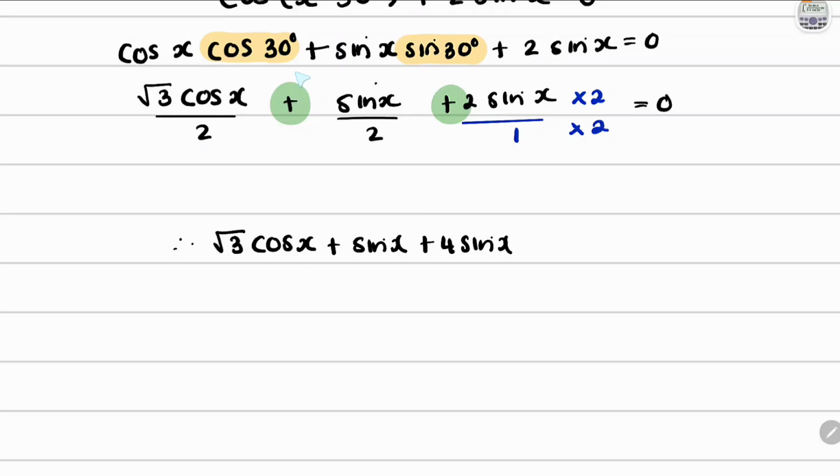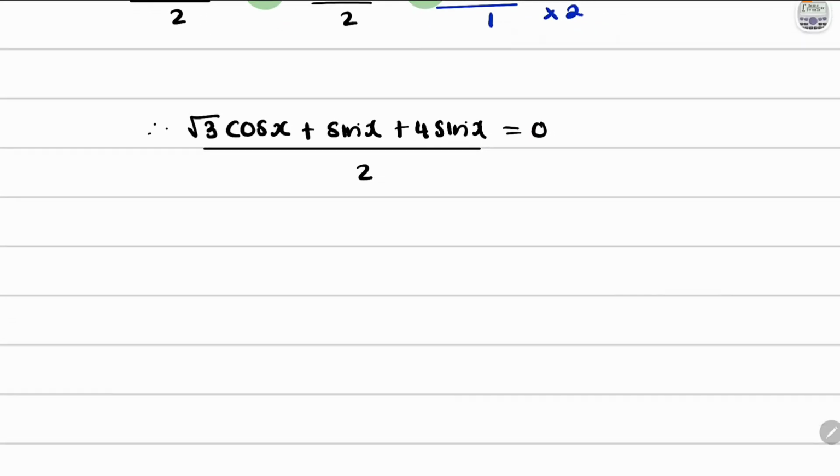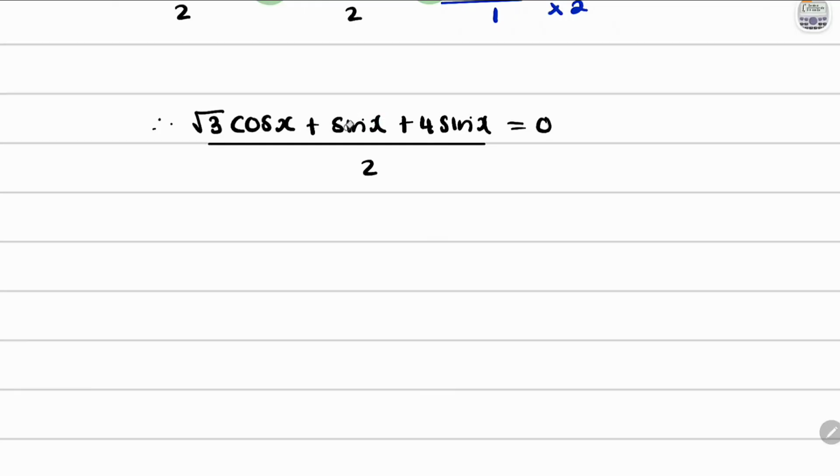So because they're all over 2 and we are adding, we can put them all under the same denominator. And this is equal to 0. Okay, so at this point, we have like terms here. Sine x plus 4 sine x are like terms, and they can become 5 sine x. So root 3 cos x plus 5 sine x over 2.